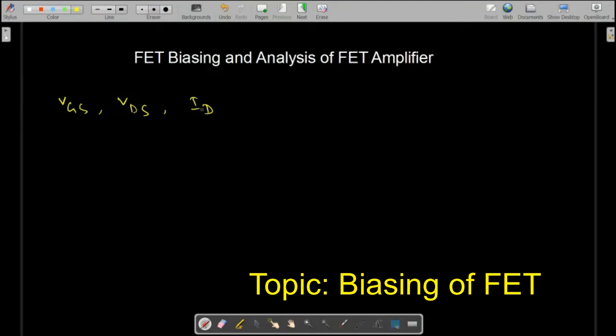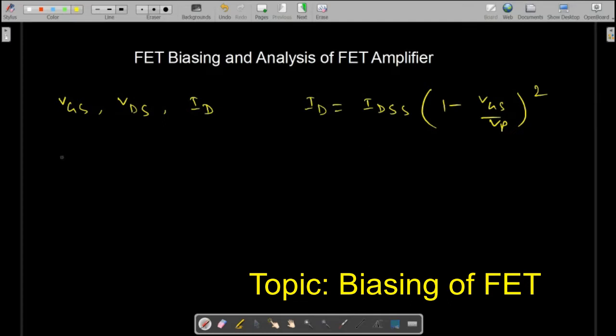That means how to select the actual value of ID, the actual value of VDS or VGS, using that analysis. So that is basically the biasing of FET. And when we discuss the FET chapter, the JFET and MOSFET, for JFET, you know that the current equation ID is something like this: IDSS into 1 minus VGS by VT square. We are already familiar with this type of equation. So that is the current equation for JFET. Similarly, MOSFET also has some other type of equation, but we are not going to discuss that part.